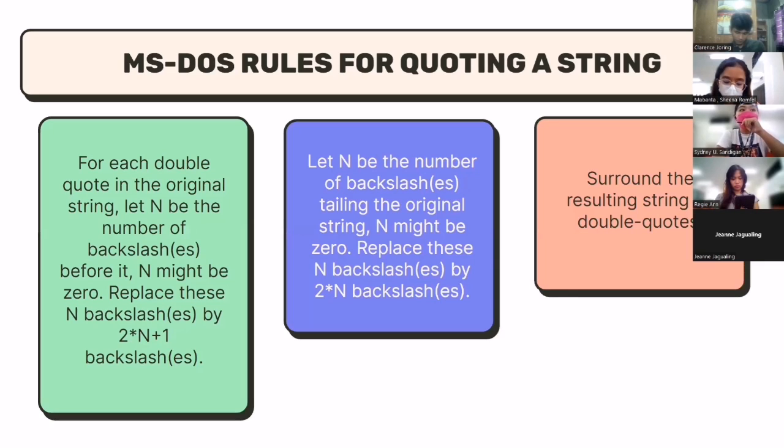For each double quote in the original string, that MS DOS rules for quoting a string. For each double quote in the original string, let n be the number of backslashes before it. N might be 0. Replace these n backslashes by 2 times n plus 1 backslashes. Let n be the number of backslashes made in the original string. N might be 0. Replace these n backslashes by 2 times n backslashes. Surround the resulting string by double quotes.